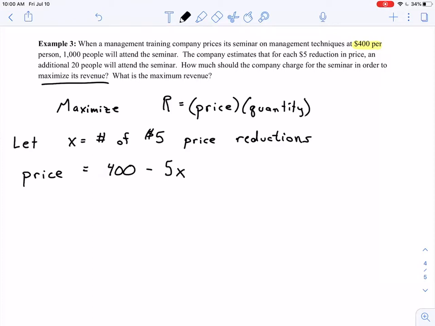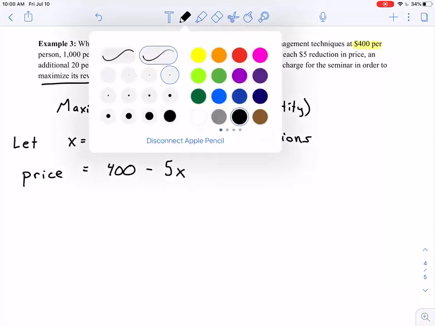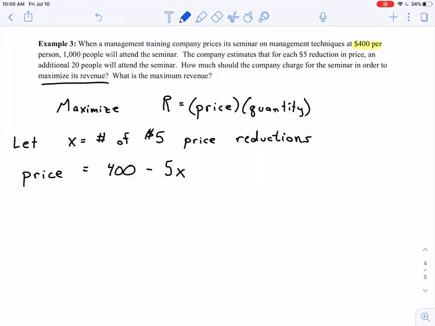So if X is 1, and now we can sort of check our work. If X is equal to 1, then 400 minus 5 times 1, I have 395. I've reduced my price by $5. If X is 2, I have 400 minus 10. That would be 390. I've reduced my price by $10. So this seems to make sense. I would check your work here, check your equation before you continue on with this problem. So I have my price equation.